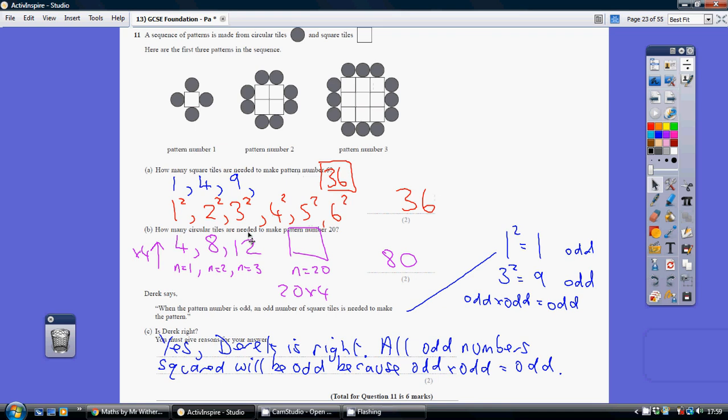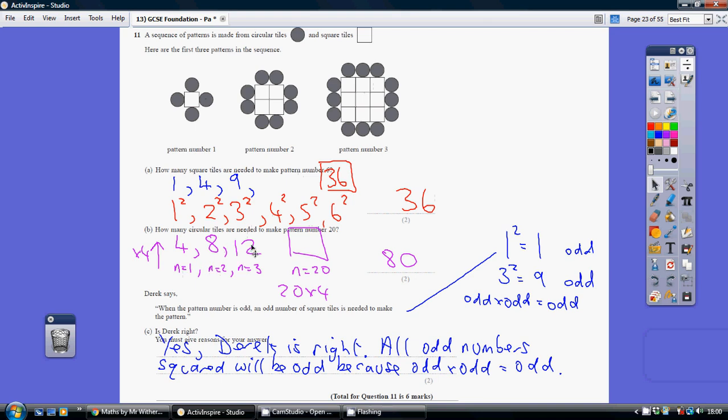Now, for part B, let's look at the number of circular tiles needed to make pattern number 20. So let's just try and establish a pattern for the circles. Well, we've got 4 first of all, then 8, then 12, and we've got to try and see what's going on. How do we get from its term number, where it is in the position? This is the first term, second term, third term. If you like, n equals 1, n equals 2, n equals 3. How do we get from the position to the number itself?